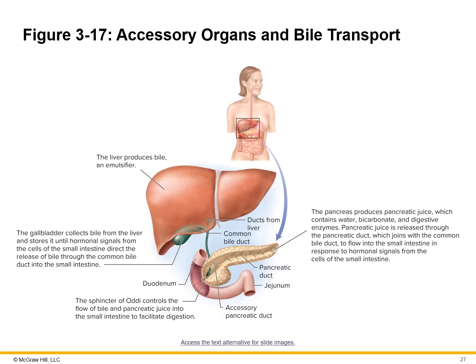So just kind of looking at these accessory organs. So again, the liver here, the gallbladder right underneath it to store that. Again, we have that common bile duct there that transports from the gallbladder into the upper part of the small intestine. And then again, we also have the pancreas here to produce some of those hormones as well.